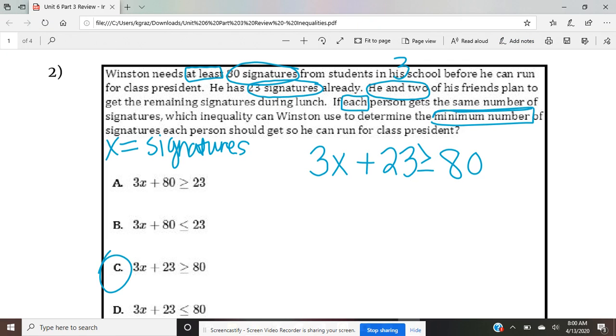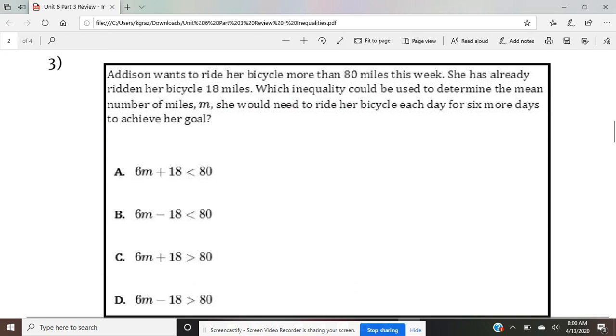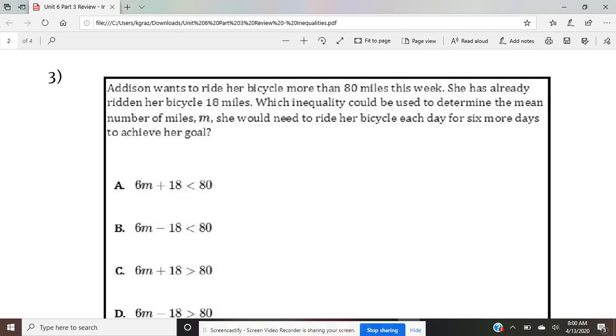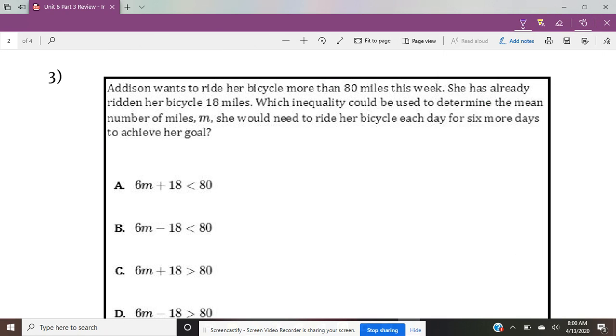So again, remember this is a video, so if I go too fast, you can rewind it and watch it again. Make sure you understand. Let's change our color. Purple here.